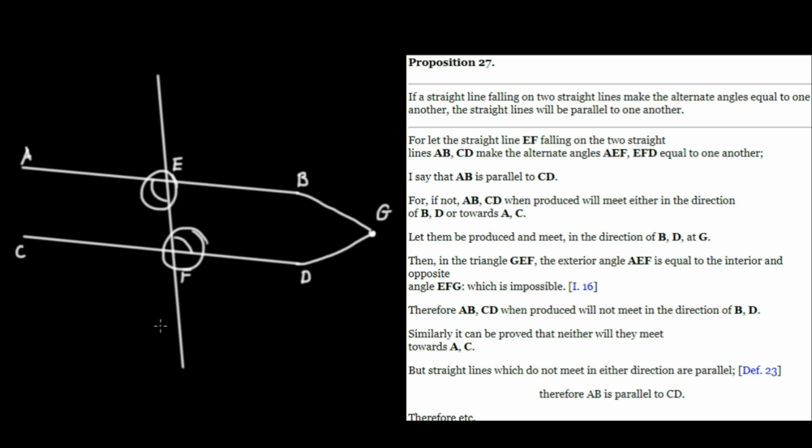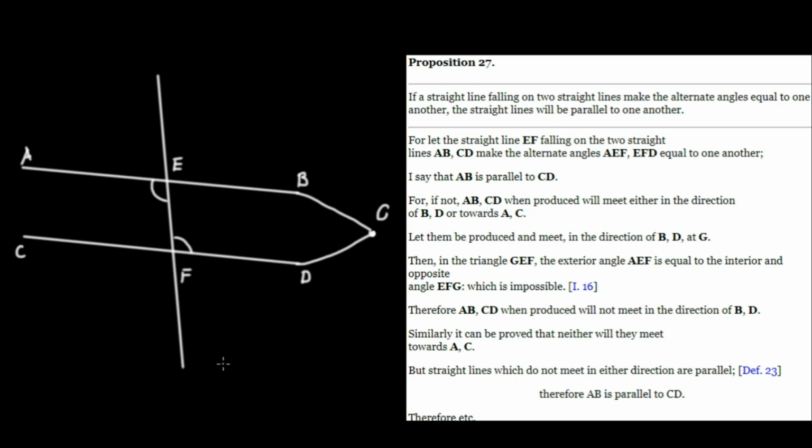But then if that's the case, we have an exterior angle being equal to one of the opposite and interior angles of the triangle. And that's impossible. We've proved that's impossible by Proposition 16. So this whole situation is absurd. Therefore, AB and CD, when produced, will not meet in the direction of BD.